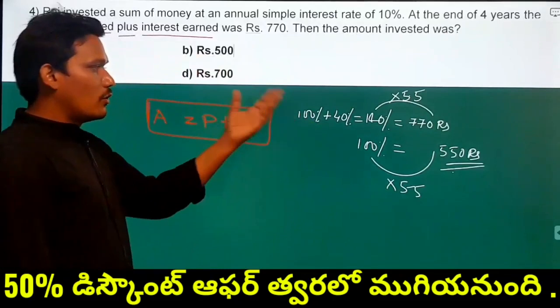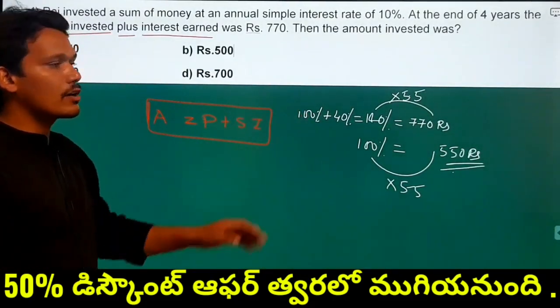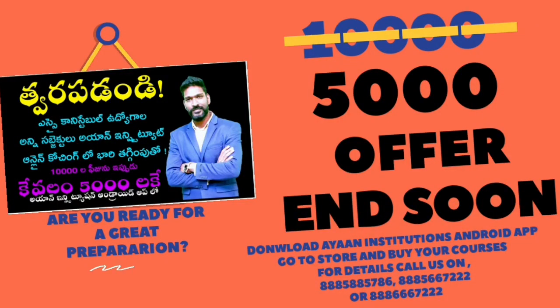So there is no need to apply A equals P into 1 plus RT by 100. Just go with the concept, and you will get it in 1 or 2 lines. Next, we'll go with the next question.